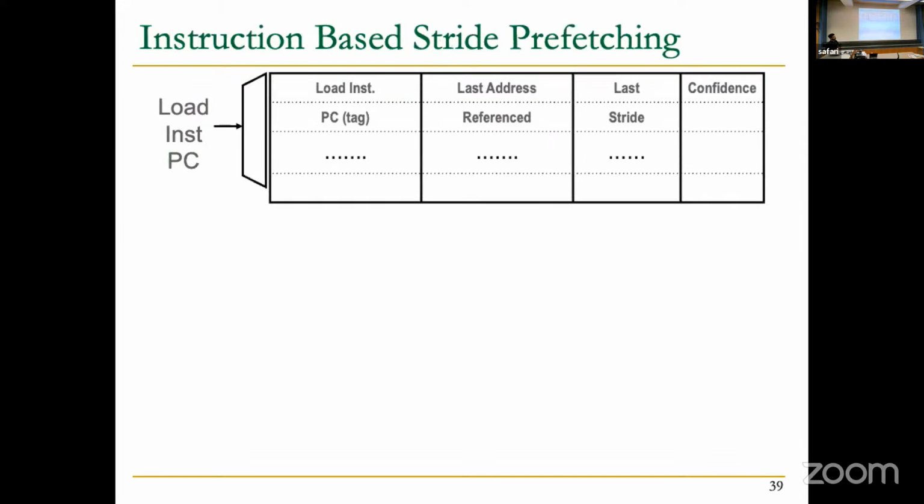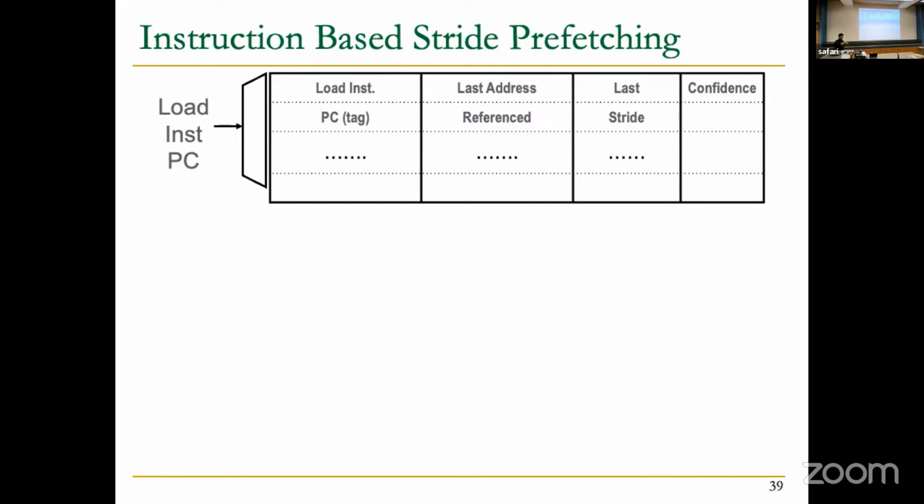So what does it do? It says that every memory instruction is coming from an instruction pointer, right? That's what we call the program counter value here. So let's use the program counter to look up into this table. The table tells you that for this PC, you have seen the last address to be this one. Let's say your last address is X, and your last stride was some N, right?